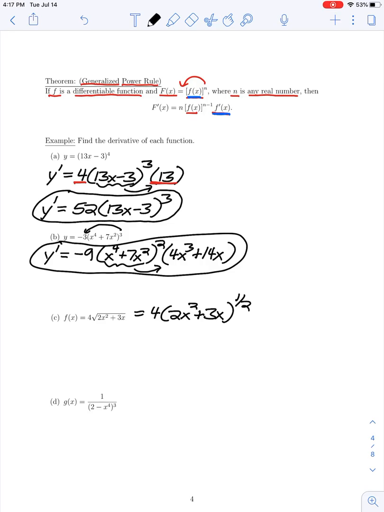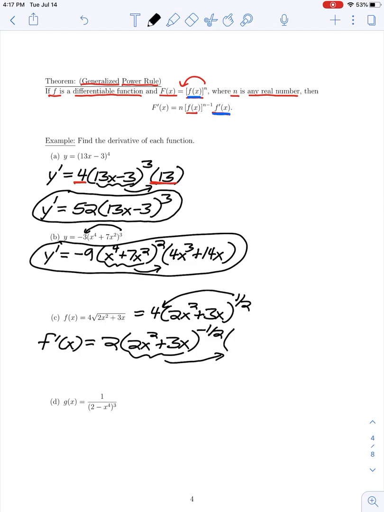So using the chain rule or the generalized power rule, we have our derivative f prime of x is equal to, well, when we pull down our constant 1/2 and multiply by the 4 out in front, we have 2 times 2x squared plus 3x. And then when we decrease the power by 1, we have the -1/2 power. And then the chain rule says, since this was a composite function, we still have to multiply by the derivative of the inner function, which is 4x plus 3.